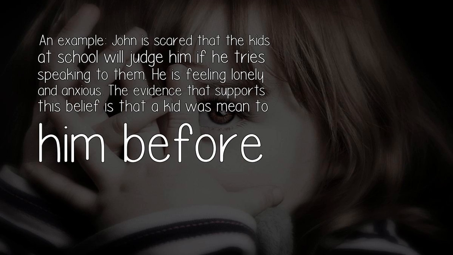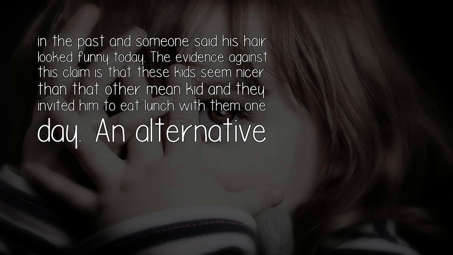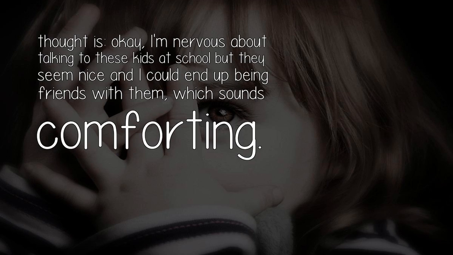An example: John is scared that the kids at school will judge him if he tries speaking to them. He is feeling lonely and anxious. The evidence that supports this belief is that a kid was mean to him before in the past and someone said his hair looked funny today. The evidence against this claim is that these kids seem nicer than that other mean kid and they invited him to eat lunch with them one day. An alternative thought is, okay, I'm nervous about talking to these kids at school but they seem nice and I could end up being friends with them, which sounds comforting.